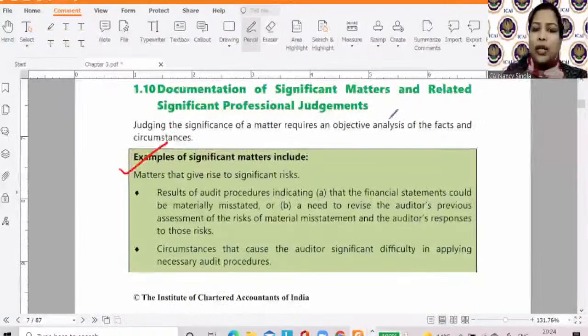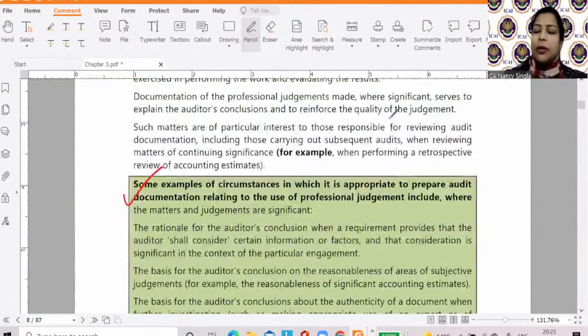Okay? And when you are documenting the significant matters and the professional judgment, it is explained what constitutes a significant matter. So any matter which gives rise to significant risk, like under SA 315 you have your assessment of risk of material misstatement, document that. If you revise that assessment, document that. Okay? If you are unable to apply any SA procedure which has been given in the SA, document that: why are you not able to do it? Okay? And in professional judgment, for example, management judgment, you are analyzing the management judgment with respect to provision, accounting estimate, right? So whether that is correct or not, you must have applied your professional judgment, and document that.